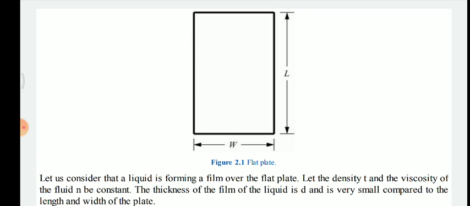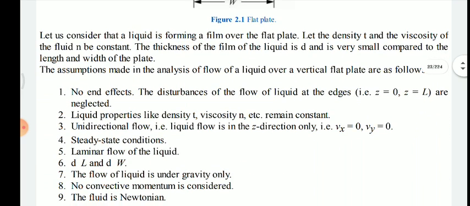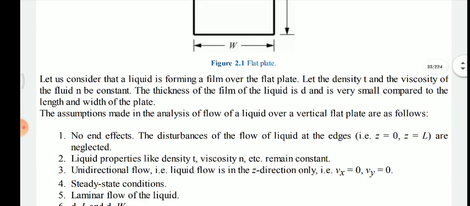Let the density and viscosity of the fluid be constant. Generally the density is rho and the viscosity is mu, and both are constant during the process. The density of the liquid is to be taken as constant, and its viscosity is also to be taken as constant.